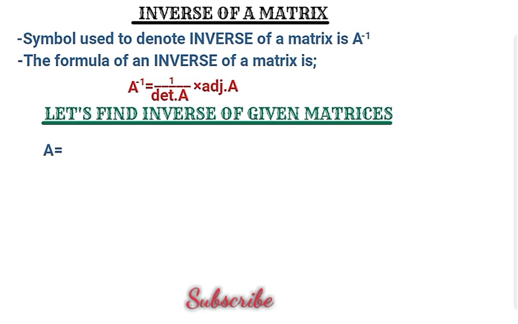So the first matrix is that one. We have matrix A, which is 4, 3, 6, 5. Those are the elements in matrix A. To find the inverse of a given matrix, we first need to find the determinant. Then, when we have the determinant, we use that formula in red to write the inverse of the matrix.